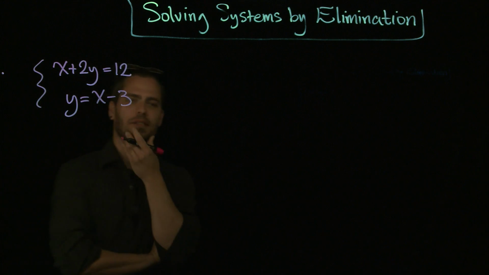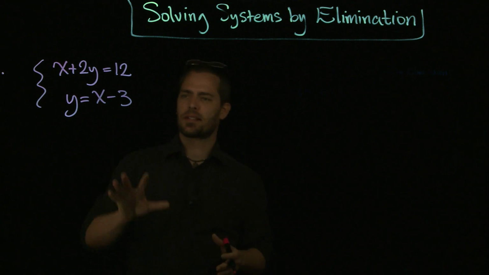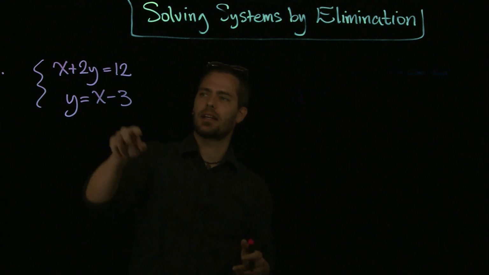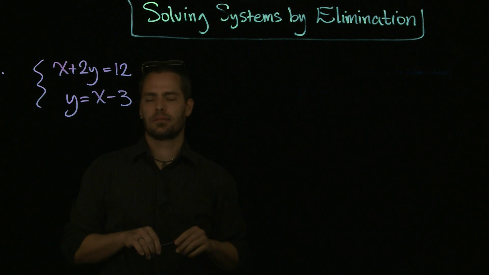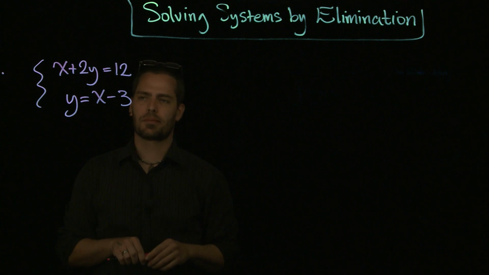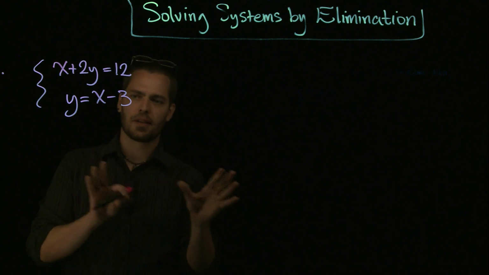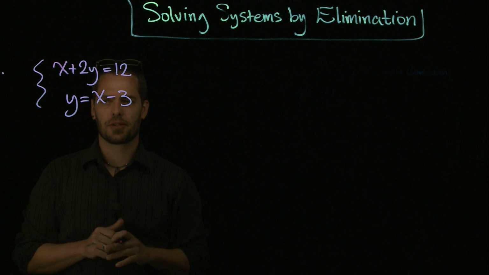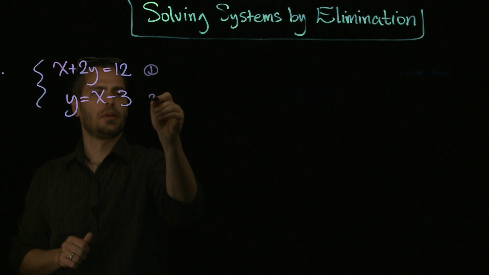Now this system is actually set up already for substitution, I would say. We could take the x minus 3 and stick it in for the y, and that would be a nice way to solve the system by substitution. But for the sake of showing the elimination process and going through the procedure, let me label my equations. I like to label them 1 and 2.